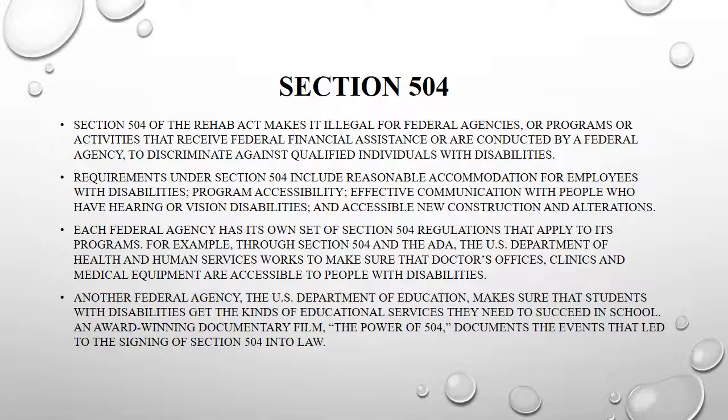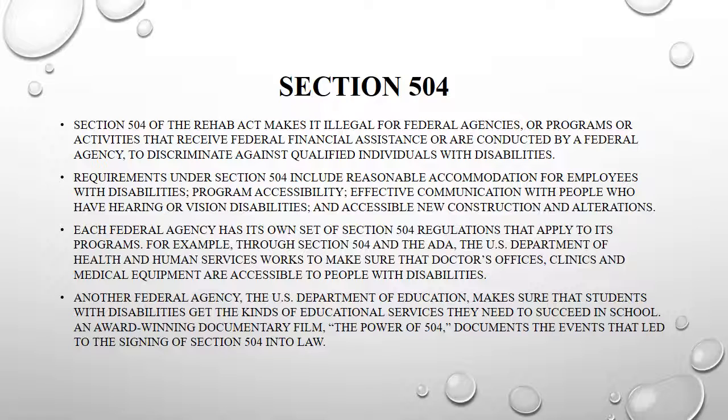Requirements under Section 504 include reasonable accommodation for employees with disabilities, program accessibility, effective communication with people who have hearing or vision disabilities, and accessible new construction and alterations. Each federal agency has its own set of Section 504 regulations that apply to its programs.